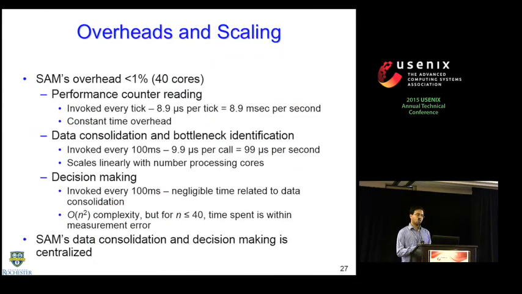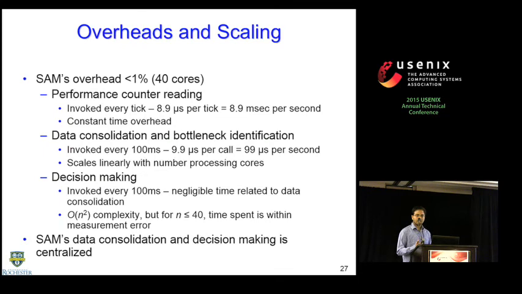So, a closer look at the overheads of SAM. Overall, it has an overhead of just less than 1% for the 40-core machine that we have. Almost all of the overhead is due to the performance counter monitoring, which is run at every tick. It's a constant time overhead. The second part of SAM, the data consolidation and identification of bottlenecks, takes a couple of orders of magnitude less than the performance counter reading, and it scales linearly with the number of processors.